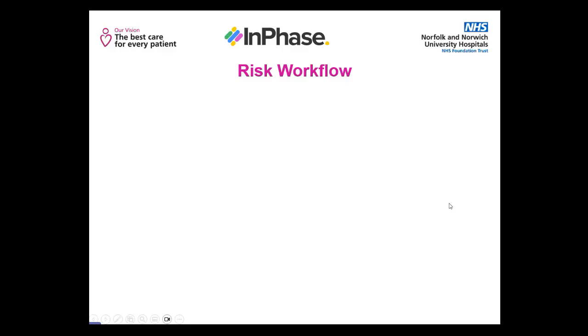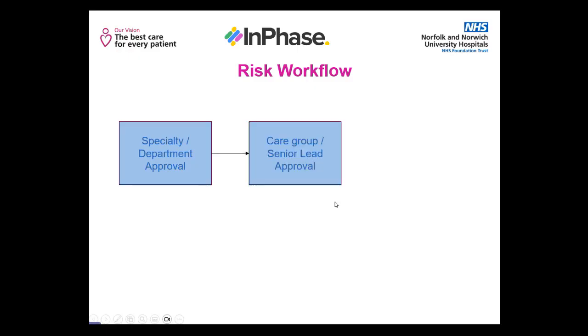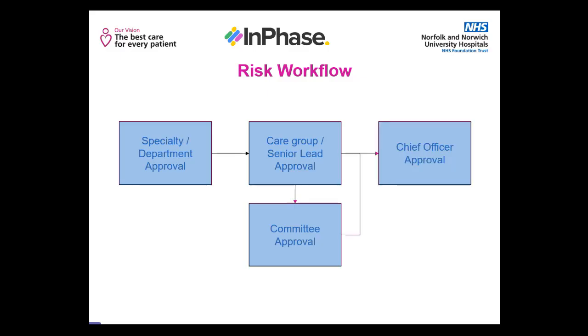The approval process has 3 potential approval stages, which are all built into the InPhase system. First, we have specialty / department approval, which then passes on to care group / senior lead approval. Within the care group level is the option to flag it for the committee to approve, and if required for high scoring risks, it can also be forwarded for chief officer approval. Once all of the appropriate approvals have been completed, the risk will be live on the risk register.